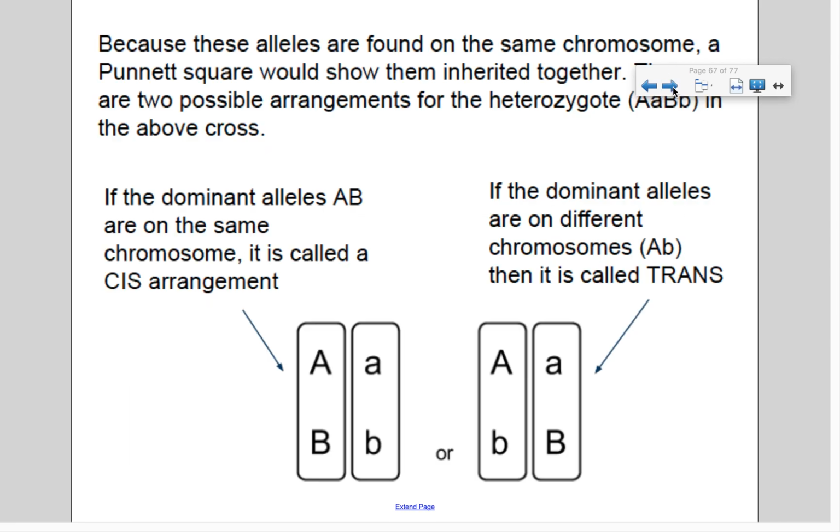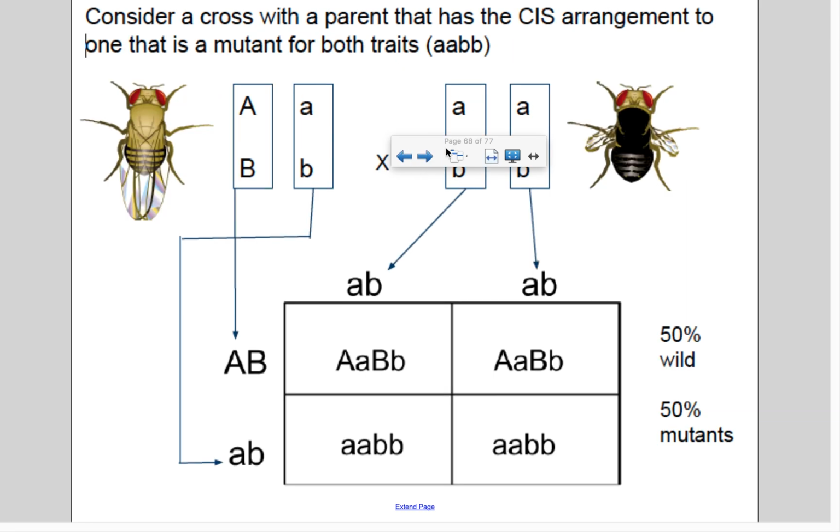Okay? Because these alleles are found on the same chromosome, a Punnett square would show them inherited together. There are 2 possible arrangements for the heterozygote in the above cross. If the dominant alleles A, B are on the same chromosome, it's called a cis arrangement. But if they were opposite from each other, so notice that they're not big letters on one side and small letters on the other, they're opposite, it's called a trans arrangement. And you really don't need to know that. It's just extra information. But this is where it kind of comes into play here.